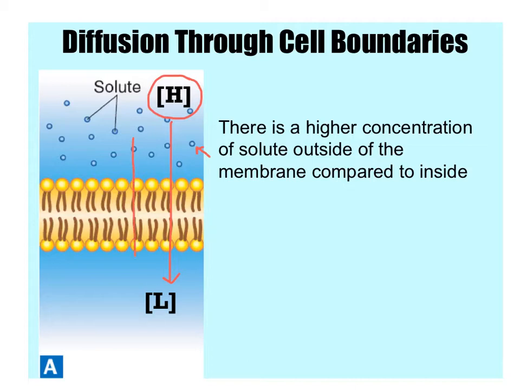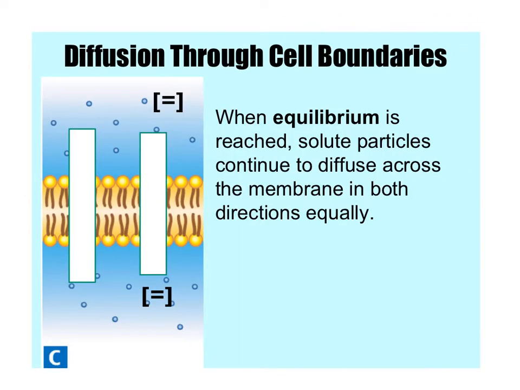So the CO2 will continue to move out until there's an equal amount on both sides of the cell membrane. And that's what's called equilibrium. When that happens, when it reaches equilibrium, the molecules will still move, but now they will move in and out of the cell equally. So they continue to move out of the cell until they reach equilibrium, and then they move in and out of the cell equally.